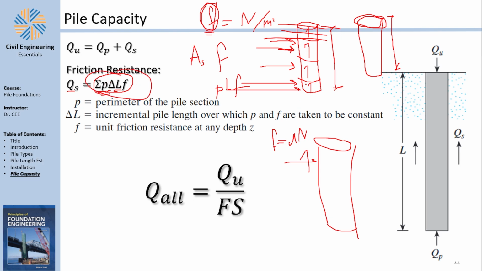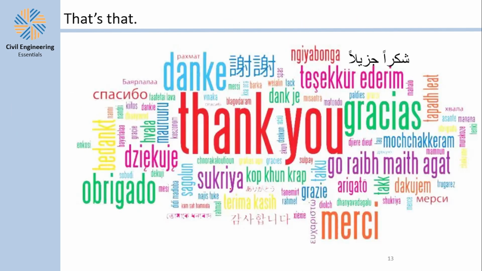Summation P delta L f, because your segment is delta L. So the side area of a segment is P delta L multiplied by the friction of that segment in the summation. In the end, to find Q allowable, you take the ultimate Q and divide by the factor of safety. So yeah, that's a quick introduction about piles, when we use them, what the types of piles are, how the resistance comes, and some basics of how to calculate the bearing resistance or the resistance in general for piles.